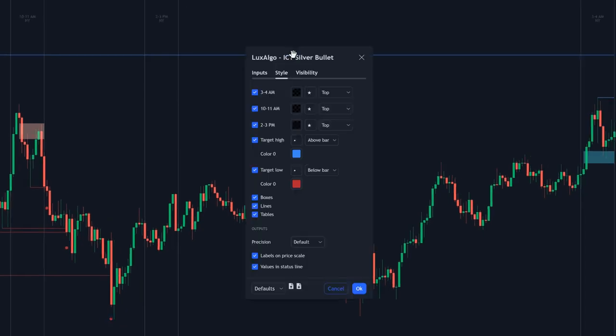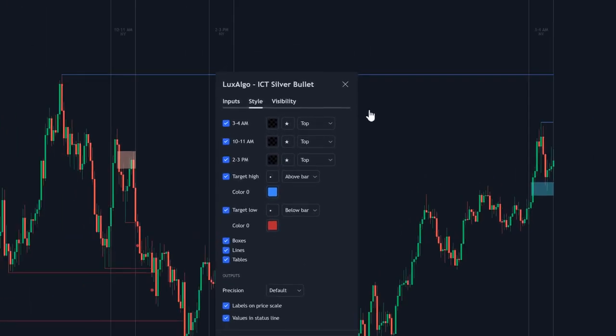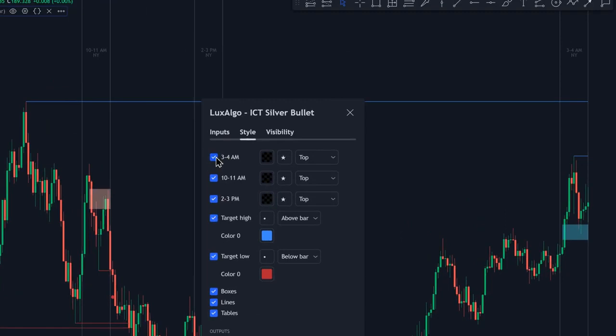Now, looking at the settings of this indicator, we can see that you can actually disable the labeling for the different silver bullet times by unchecking any of these boxes. And then here, we want to disable the target high as well as the target low. Then head over to the inputs tab.